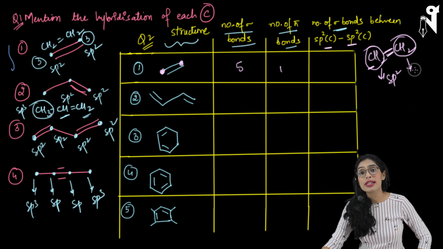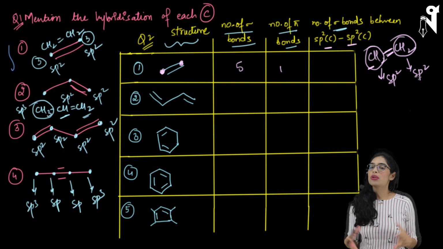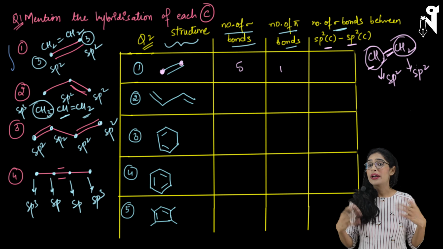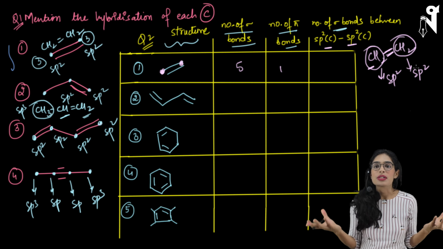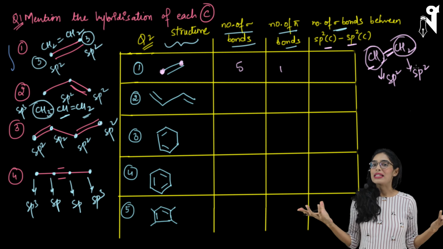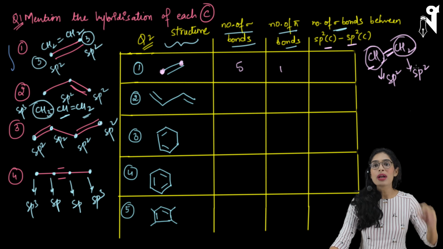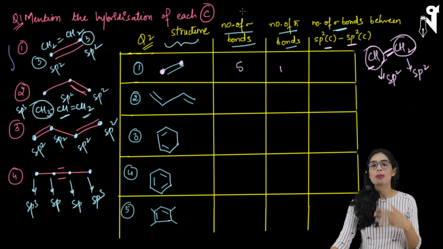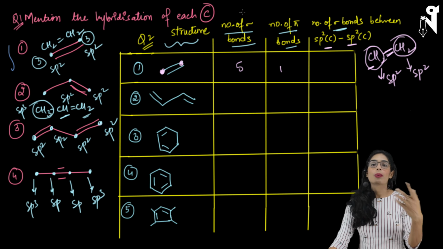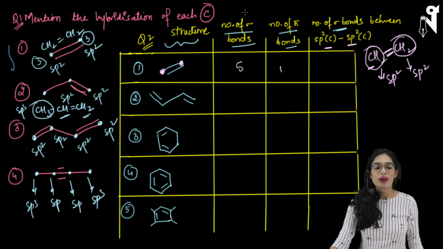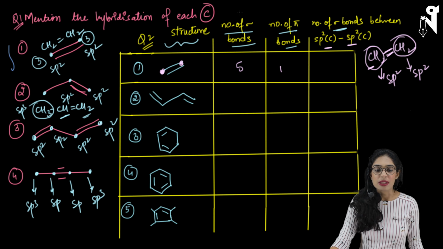How will we get to know whether it's sp2 or not? Keep in mind, there is a small trick. All single bonded carbons are sp3, doubly bonded carbons are sp2, and triply bonded carbons are sp. You just have to remember it this way. You don't have to every time calculate the number of sigma bonds and pi bonds and lone pairs and this and that. You just see wherever the single bond is, that will be sp3.